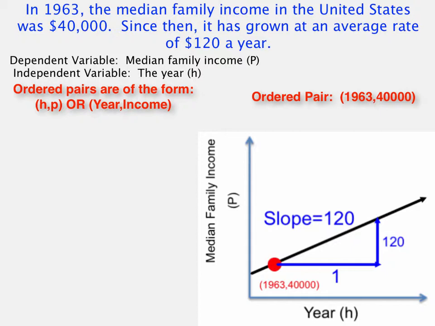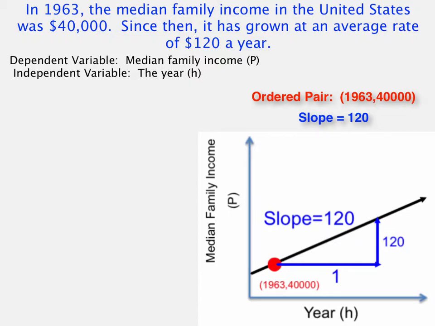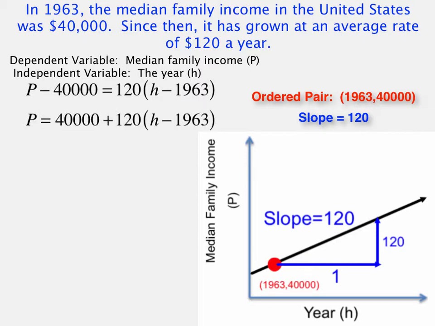In this case, the slope, or the rate of change, is 120, because every year that goes by, the median family income goes up by the same $120. Now that we've got an ordered pair and a slope, we're ready to model this situation using the point-slope form of a linear equation. In this case, our equation would be P minus 40,000 equals 120 times the quantity H minus 1963. Or of course, the way I prefer, P equals 40,000 plus 120 times the quantity H minus 1963.